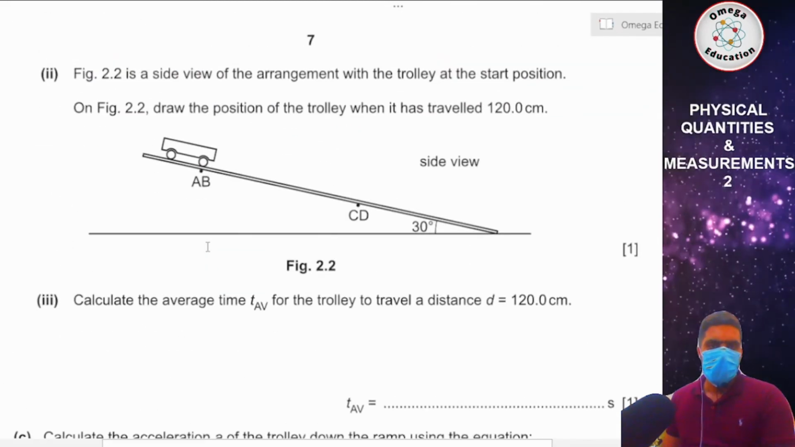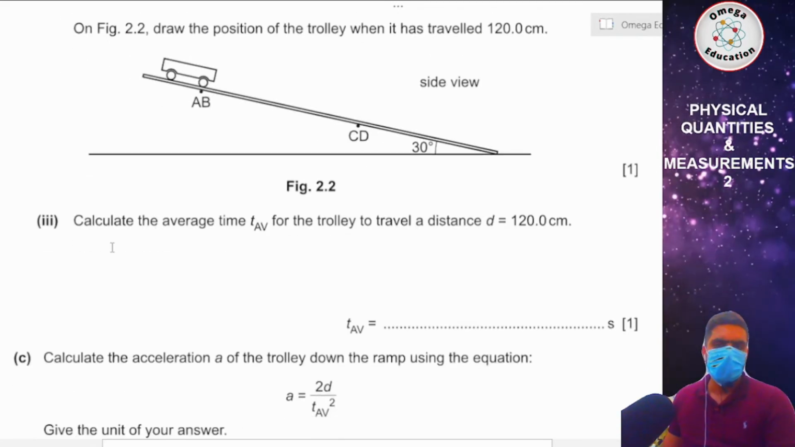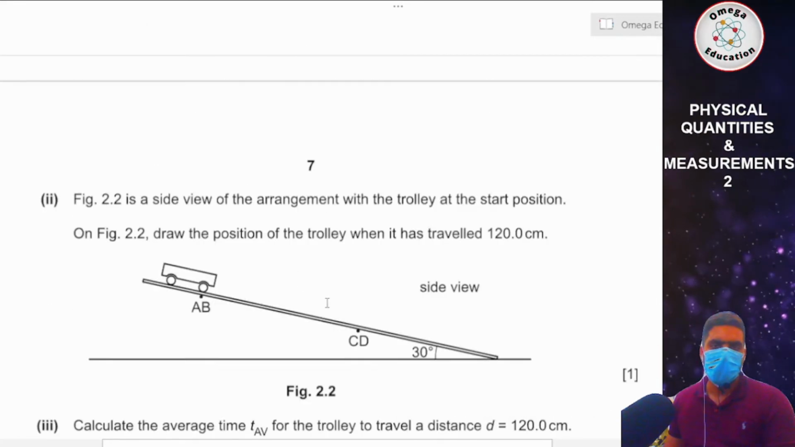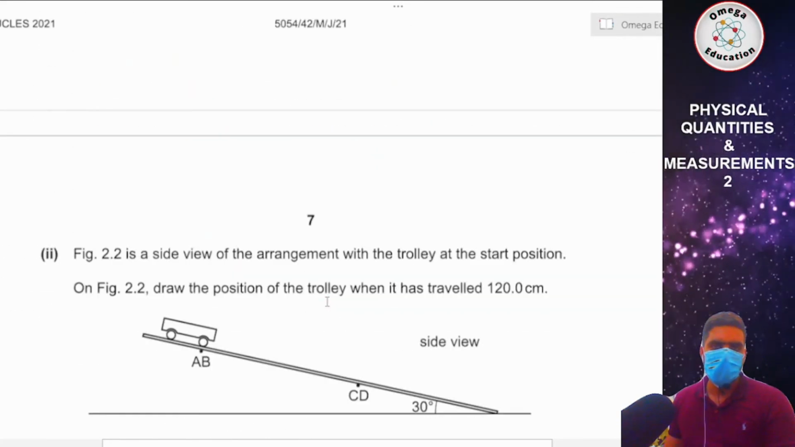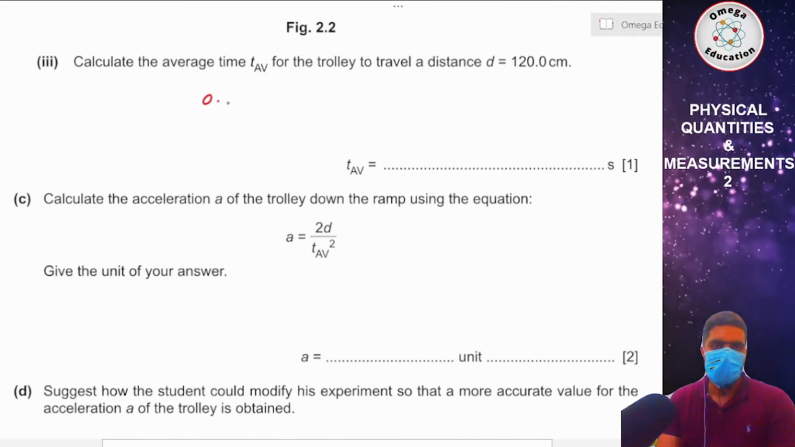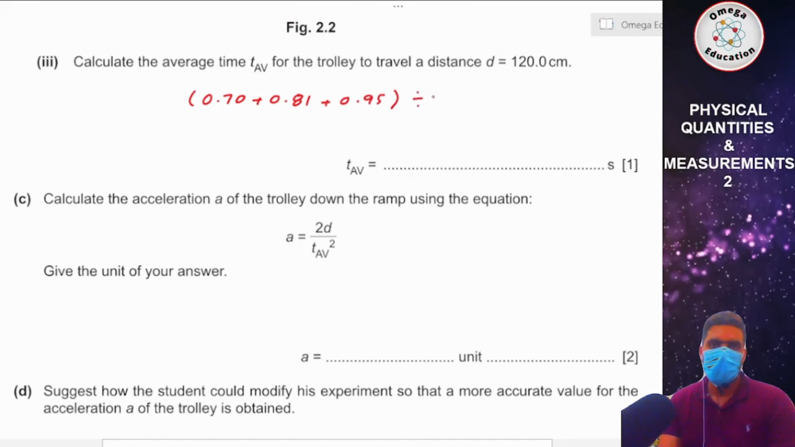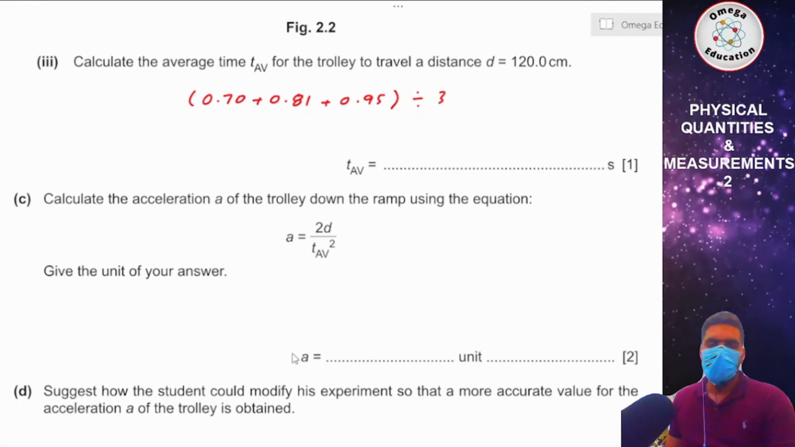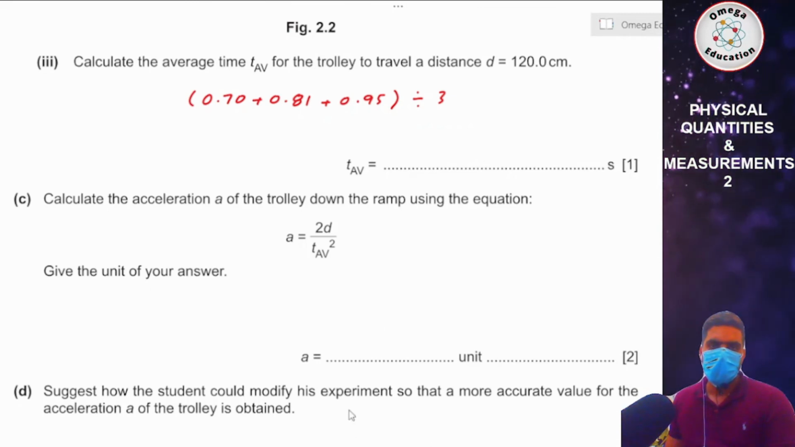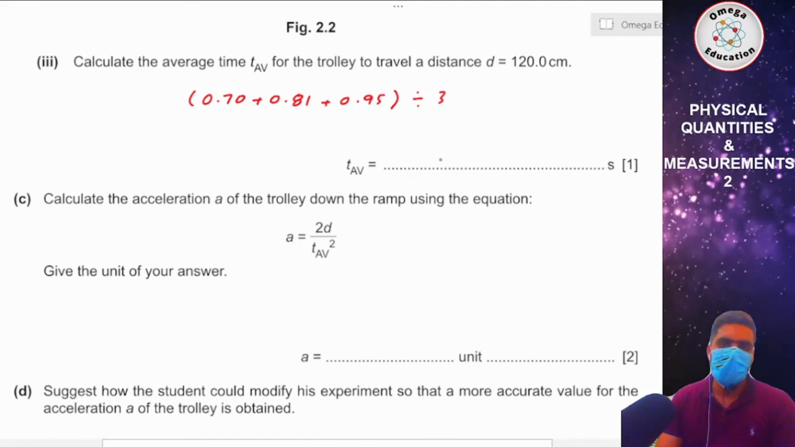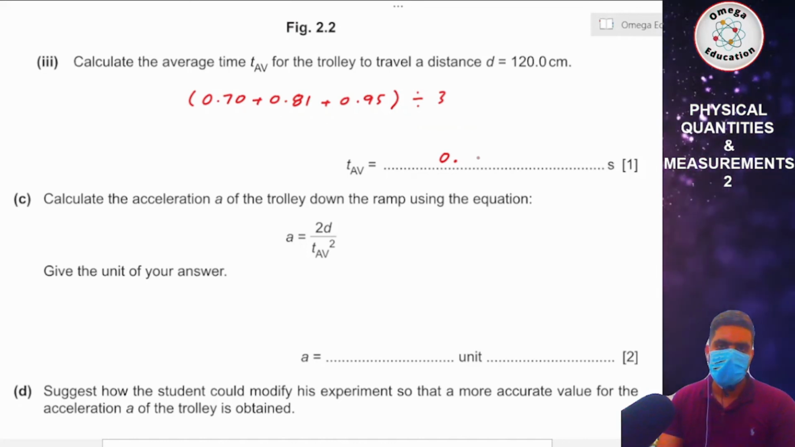All right, this is a side view, but the question is to calculate the average time for the trolley to travel a distance of 120 centimeters. So it was 0.70 plus 0.81 plus 0.95 divided by 3, and the answer we have to write to two significant figures. So we get 0.82 seconds over here.